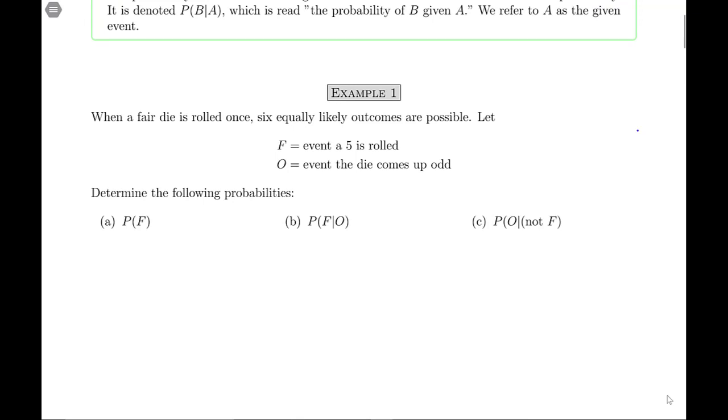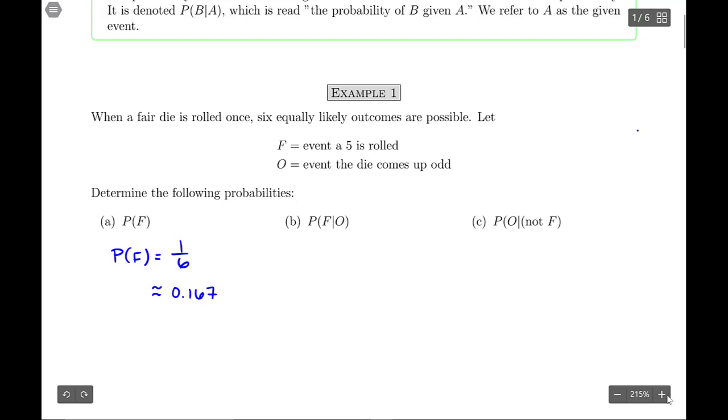So the first thing that we're looking at, we have a fair die rolled once. There are 6 equally likely outcomes, 1, 2, 3, 4, 5, and 6. We're going to let F be the event that a 5 is rolled, and then we're going to let O be the event that the die comes up odd. So find the following probabilities. Well, the probability for F, which is the event that a 5 is rolled, is really quite simple. There's only one 5 on a single die. So the probability of event F is 1 in 6, which is approximately 0.167.